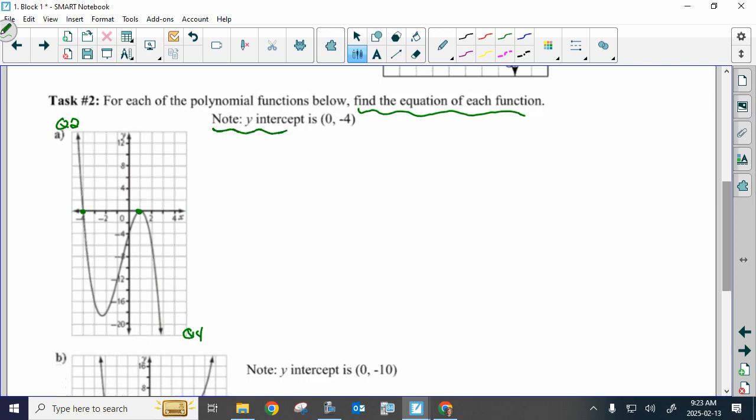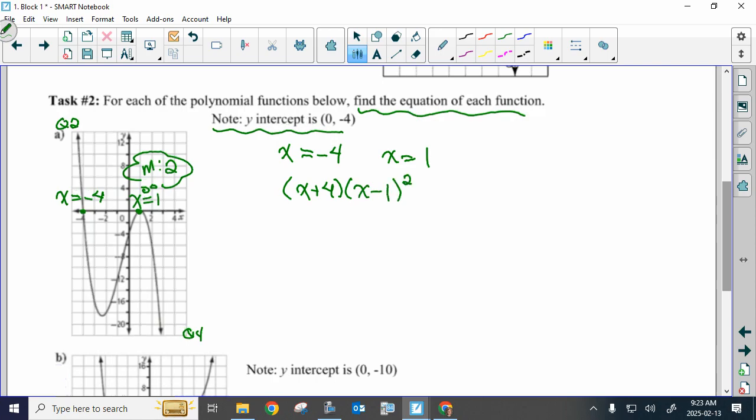So this is telling us that we do have a y-intercept of 0 and -4. It wasn't clearly indicated as a dot here. But all I'm going to do is grab my x-intercepts. I've got one at -4, and I've got another one at 1. But this one is multiplicity of 2. So from my x-intercepts, I'm going to bring it back to the factors. But I have to remember that the x minus 1 was multiplicity of 2, which means we had to square that factor. Okay?